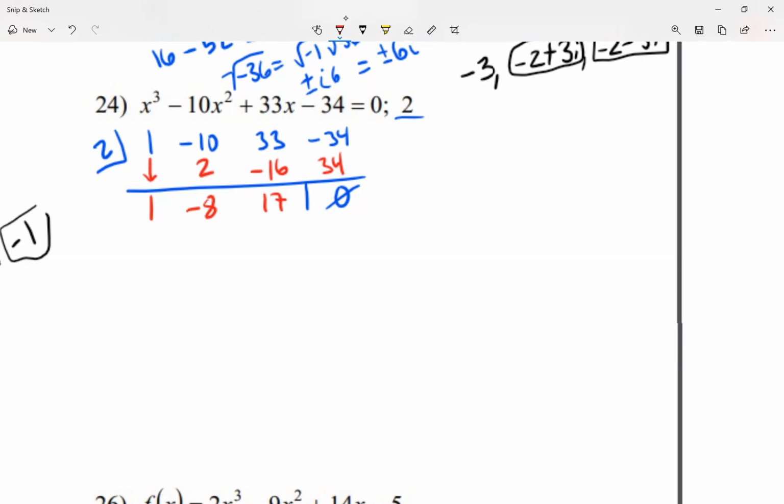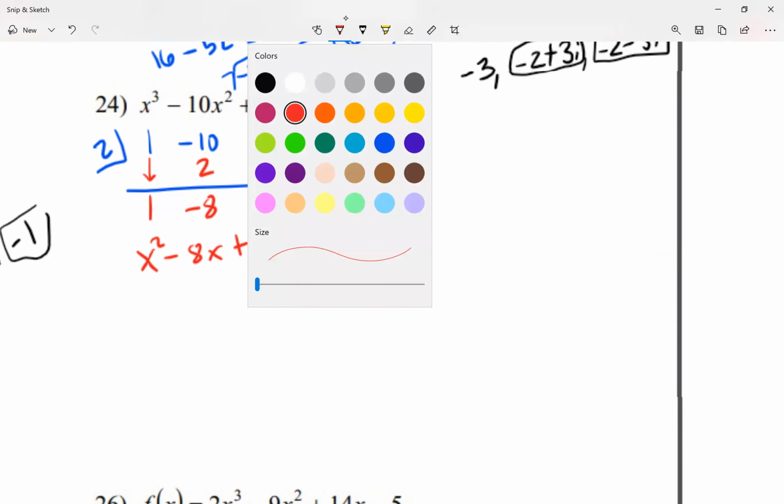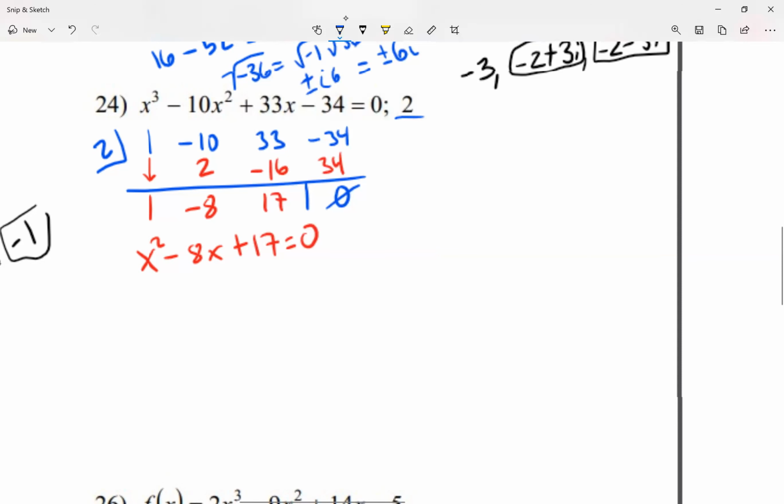So now that I have this simplified to x squared minus 8x plus 17 is equal to 0. Now I can solve this by factoring. I can solve this by completing the square, and I can solve this by quadratic formula. Let me use quadratic formula. My A is 1, my B is a negative 8, and my C is 17.